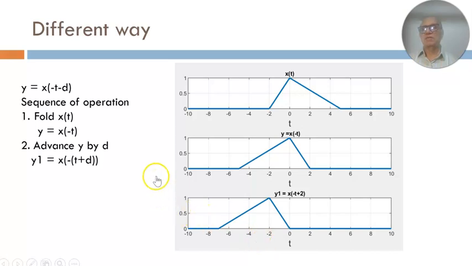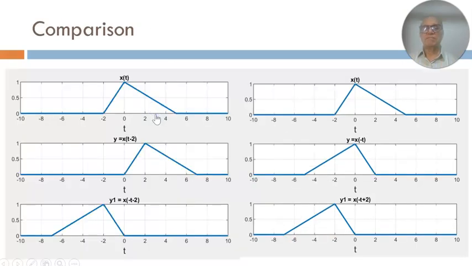Okay. So this is a different way of doing it. Again, you can compare the two and you can find the same result here. So you started with x(t) here, delayed by 2 seconds and folded. And here you started with x(t), first folded and then advanced, and you get the same result. So we have seen basically all combinations of the inversion operation and the time shift operation. And that's all in this session.